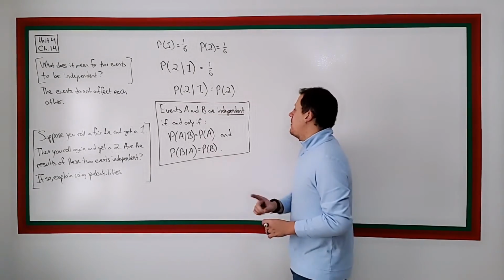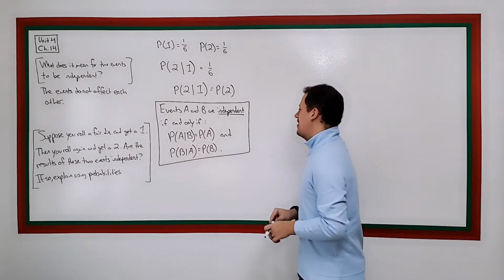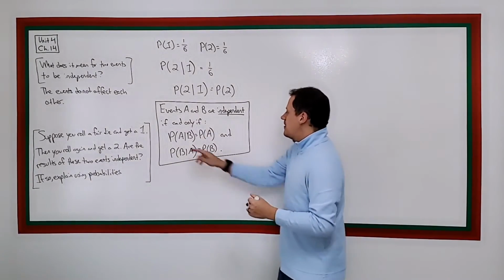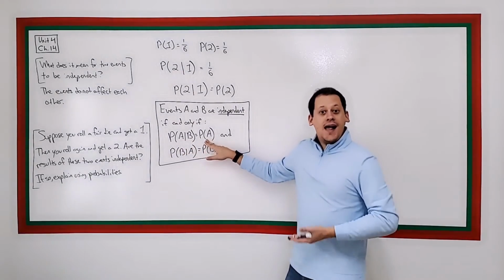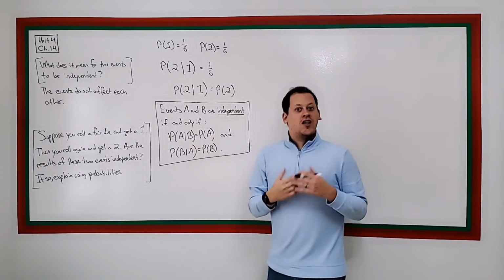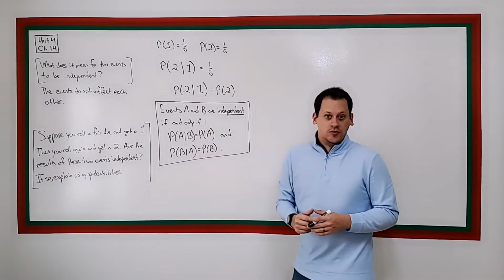Events A and B are independent if and only if, and that's the strongest form of that, the probability of A given B is equal to the probability of A. And if you reverse all the letters, it's still true: the probability of B given A equals the probability of B.